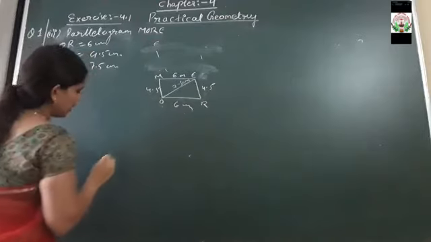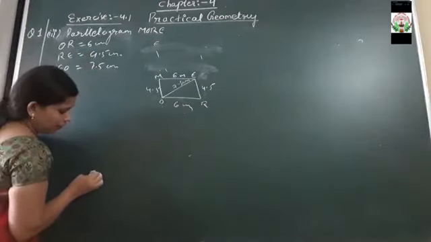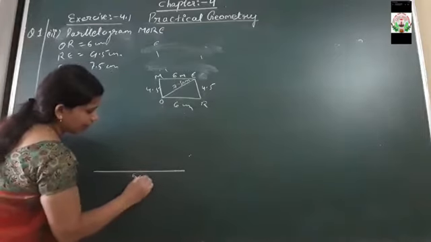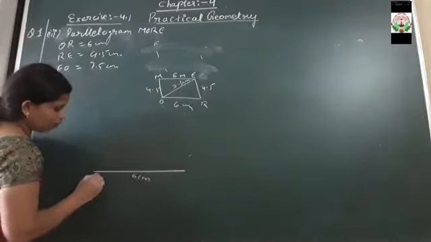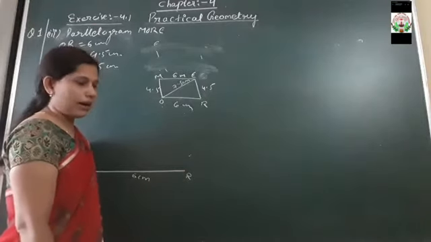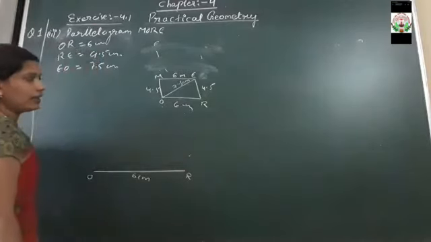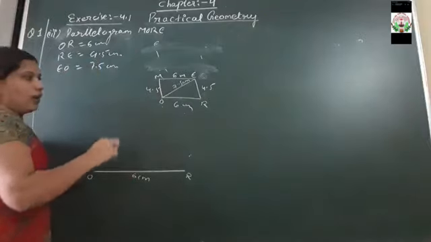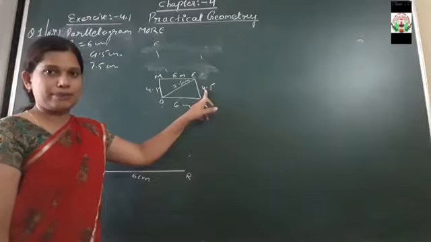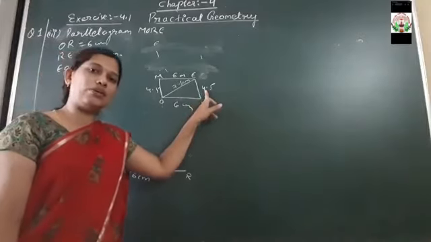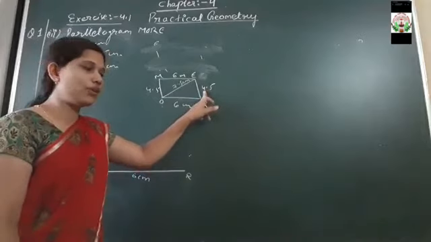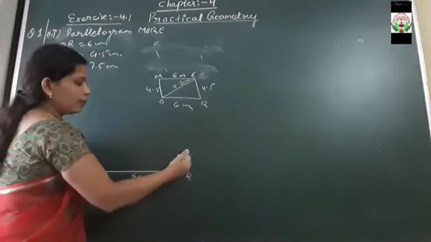So first thing is that with the help of your scale you have to draw one straight line of measurement 6 centimeter and label it as OR. What you have to label? Label it as OR. After labeling it OR, on the mouth of your rounder you have to measure how much? 4.5 centimeter. Understood how to measure on the mouth of the rounder? So measure 4.5 centimeter on the mouth of your rounder. Keep the needle at point R.